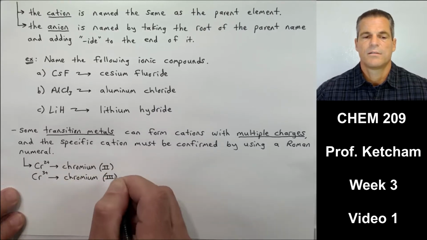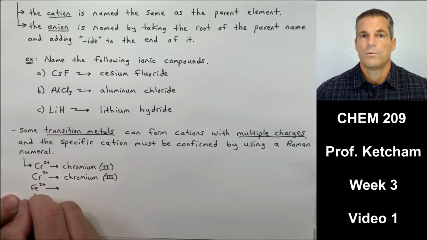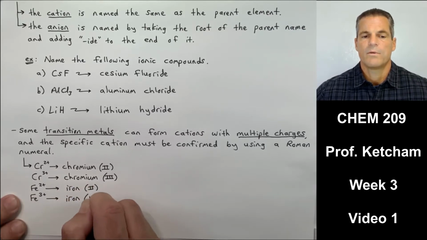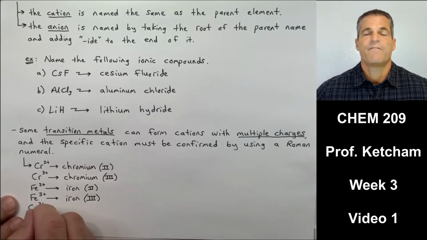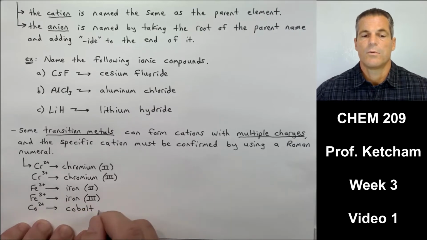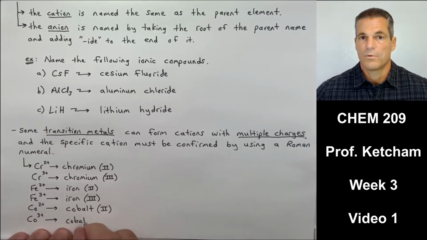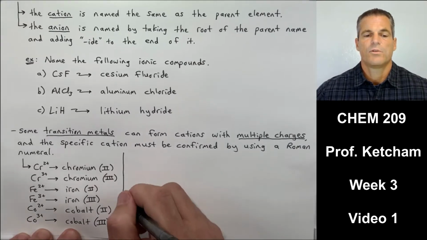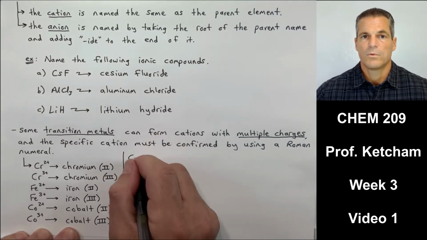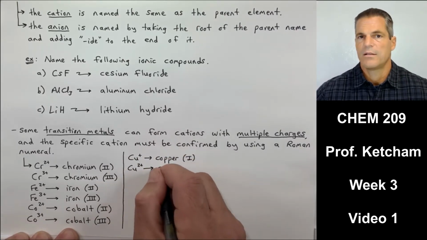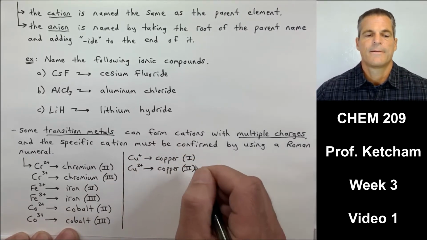Cr2+ is chromium Roman numeral 2. Cr3+, chromium Roman numeral 3. Fe2+, iron Roman numeral 2. Fe3+, iron Roman numeral 3. Co2+, cobalt Roman numeral 2. Co3+ is cobalt 3. These are all the popular ones.